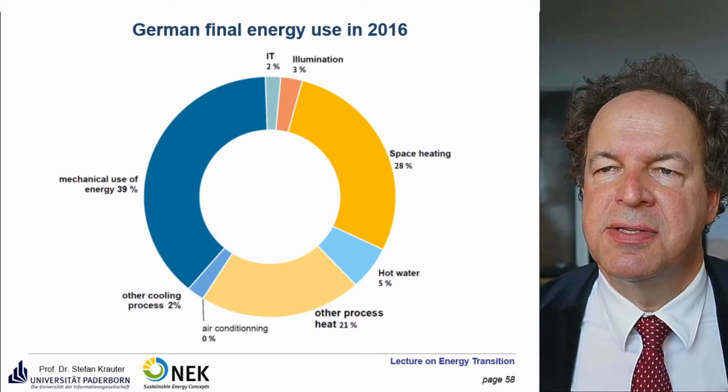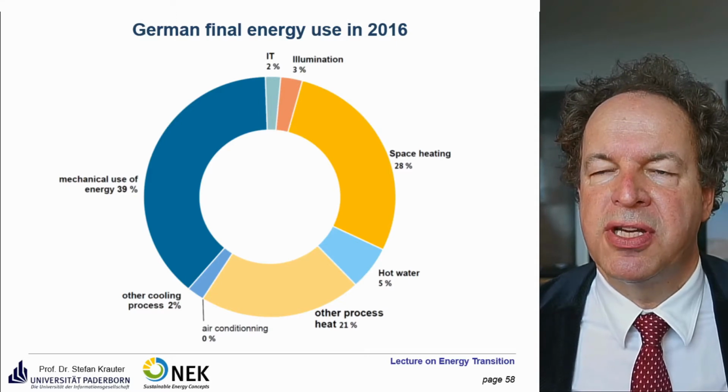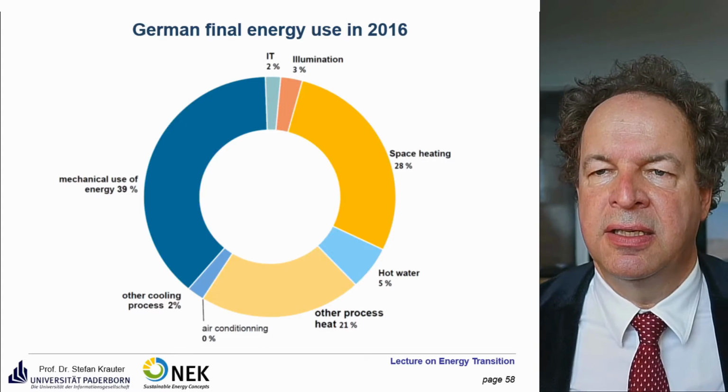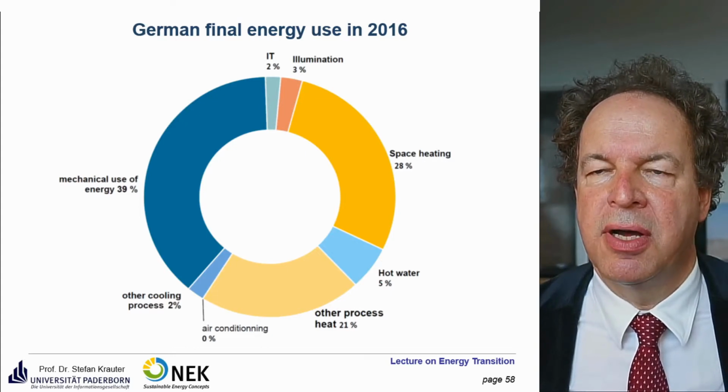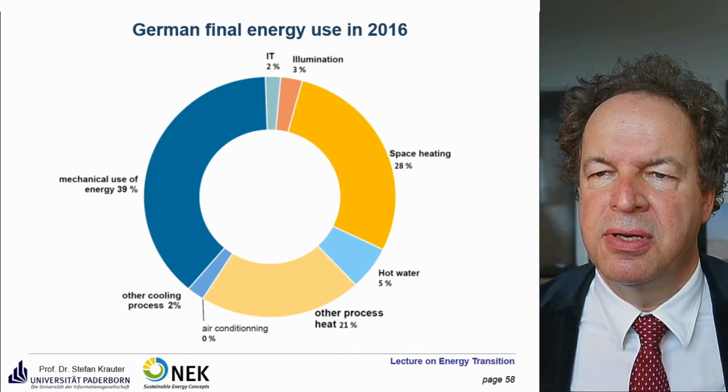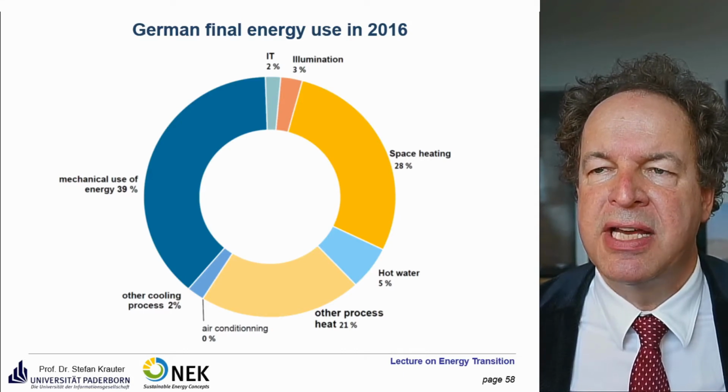The next is space heating, almost 30%, 28%, which is required for that. And the other processes, heat and so on, and this is just IT. These don't account for so much, but we'll come to details a little bit later.